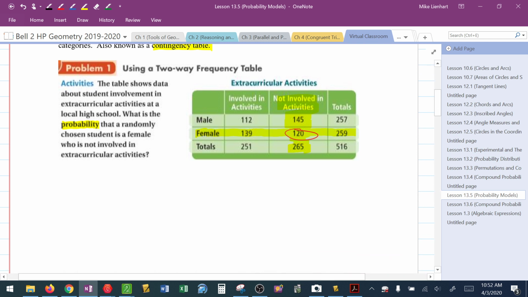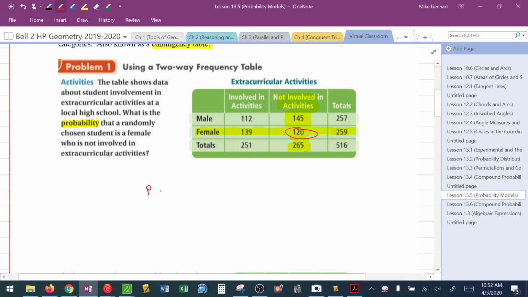To figure out this probability, it's actually pretty simple if you can read the table. The probability is going to be 120. That's my success. Remember again, probability is success over total. But now I've got to figure out what my total is. In this particular case, my total is not going to be 265, which would be the total of not involved in activities. It's not going to be 259, the total of females, but it's going to be the total overall, which would be 516. Now, on this video, instead of simplifying the fraction, we're just going to change them into a decimal.